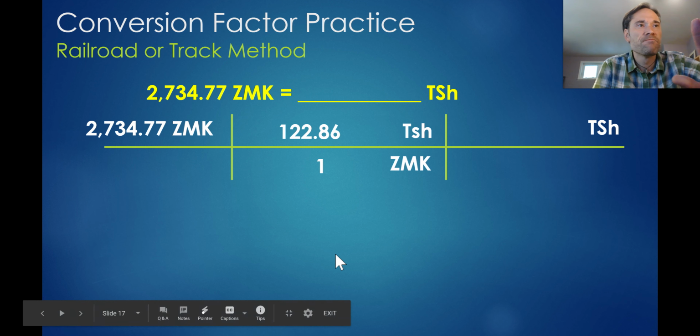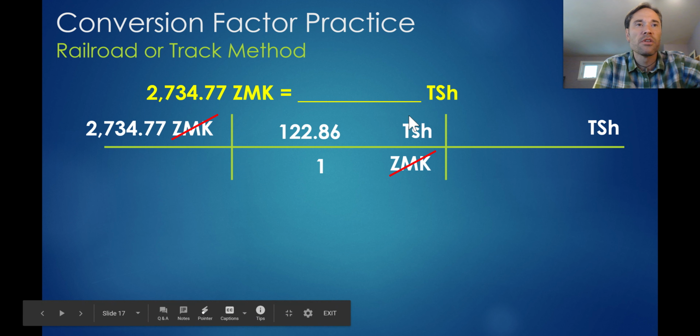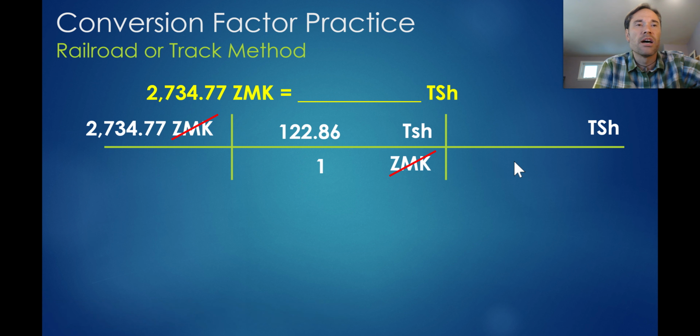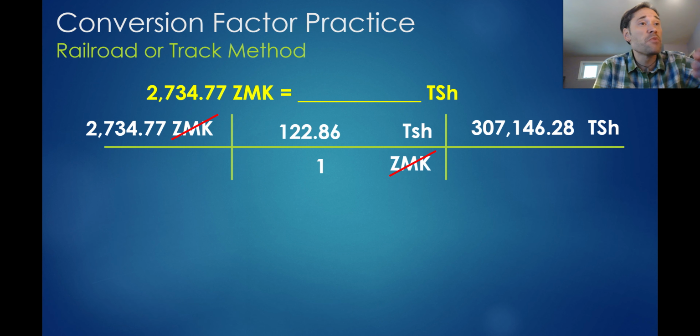Do the same thing we did before. We're going to cancel our kwacha, so those are gone. The only thing that's left is the shillings. We're going to multiply across the top, multiply across the bottom, and then we're going to get a number here. Now, if we multiply across the top, we get this number here, and across the bottom is just 1, so we just leave it for this particular case. So that means that now my original 2,500 Rand has turned into 307,164.28 shillings. Now that's amazing.